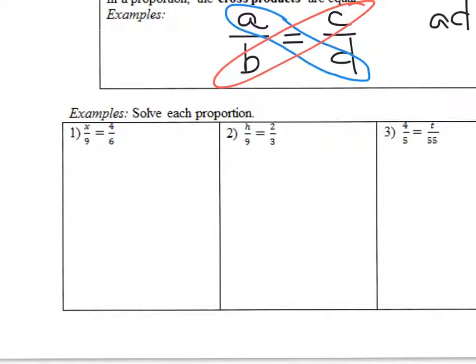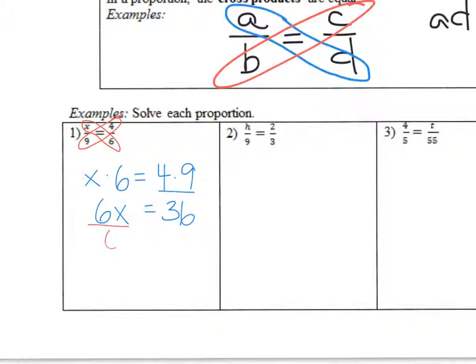So to solve this proportion, I'm going to circle the numbers or letters or variables that are across from each other. So this is going to be x times 6 equals 4 times 9. 6x equals 4 times 9 is 36. So now I have to solve for x. Since this is multiplying, I'm going to divide both sides by 6. So x equals 6.